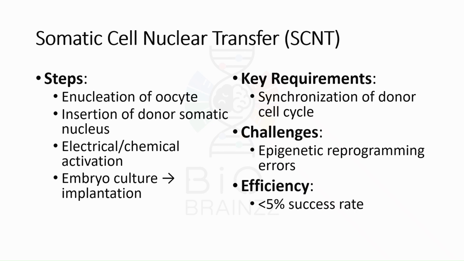For successful cloning, proper synchronization of the donor cell cycle is very important. One major challenge is epigenetic reprogramming, where gene expression must be reset correctly. The efficiency is very low, usually less than 5%.